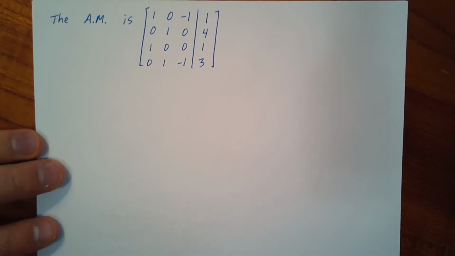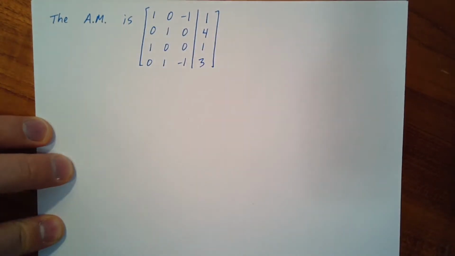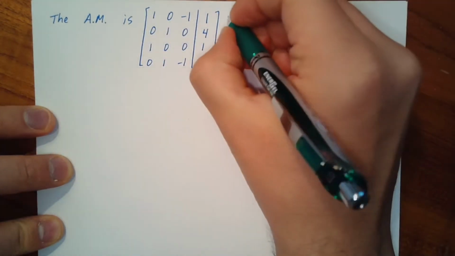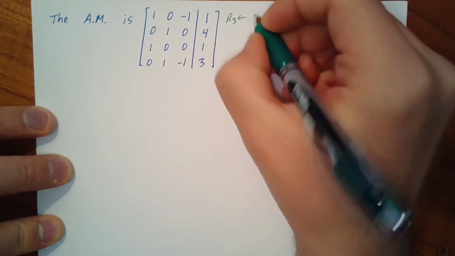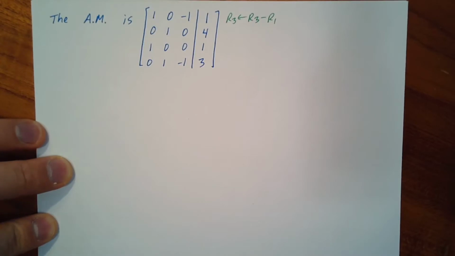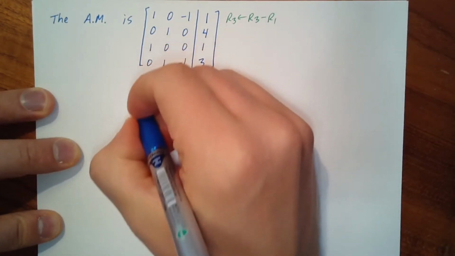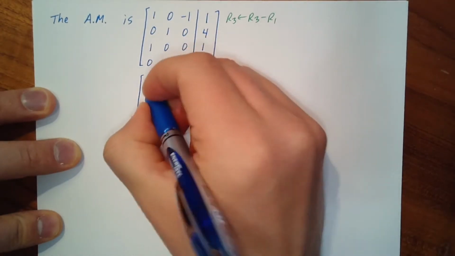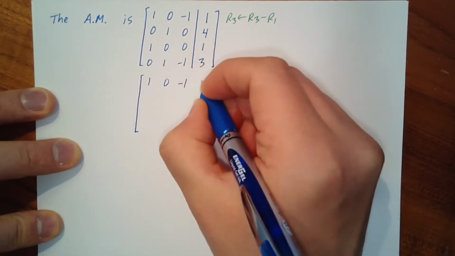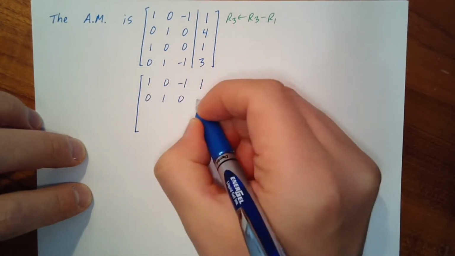So what we can do is take row 1 and subtract it from row 3. So how about we do that? We'll take row 3 and replace it with row 3 minus row 1, and everything else we'll just leave as is. So our first row won't change. We'll have 1, 0, minus 1, 1. Second row is still going to be 0, 1, 0, 4.